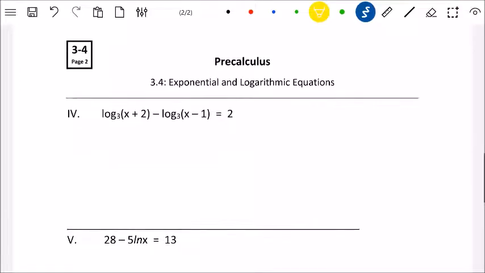Okay, the first one here, notice the minus and that these have the same base. That means we can use the quotient property. So what we get is log base 3 of x plus 2 divided by x minus 1. Definitely a place to use the parentheses. Now we're going to use the reformatting method. We're going to change this from a logarithmic to an exponential function.